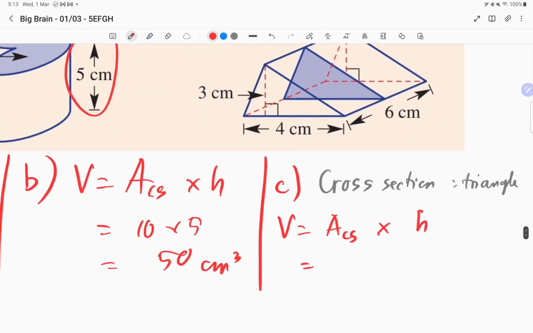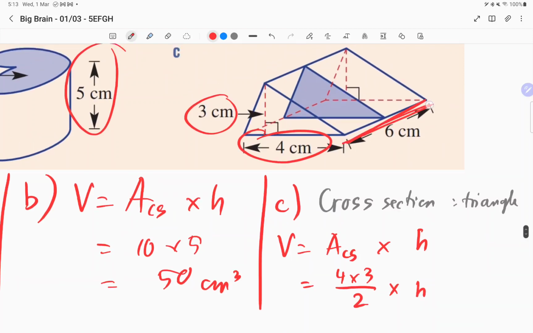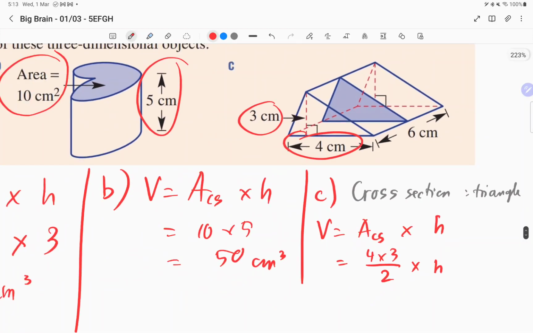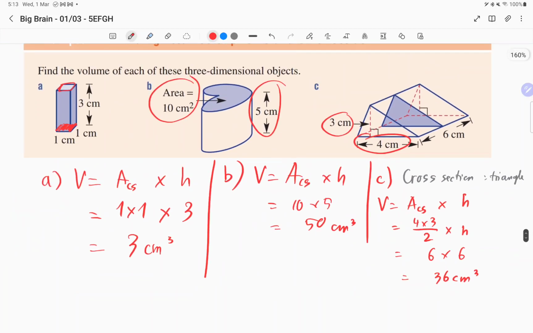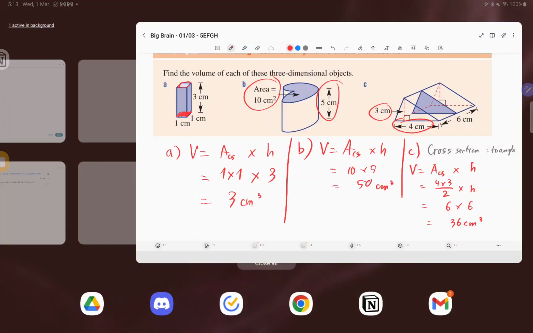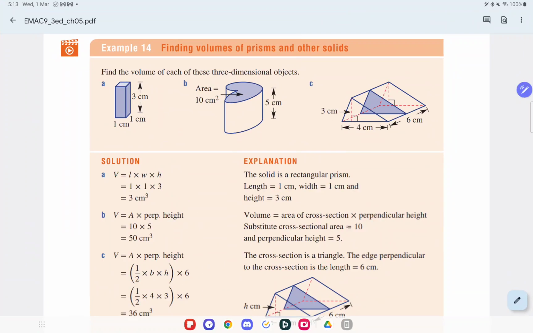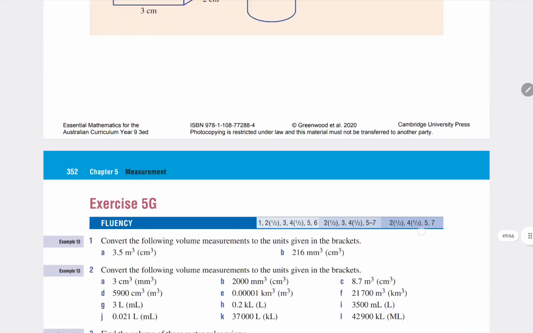Now the area of the cross section: the base is 4, the height is 3. So that's base times height, 4 times 3 over 2, and then times the height, which is 6. So this is the height of the shape. Recognizing which surface is the uniform cross section will help you. Find that surface area and then just times it by the height. Easy. So it is 6 times the height, which is 6, and the answer will just be 36 centimeters cubed. Any question? No? Okay. Hopefully that gives you an idea on how to do these questions. And that's the only example.